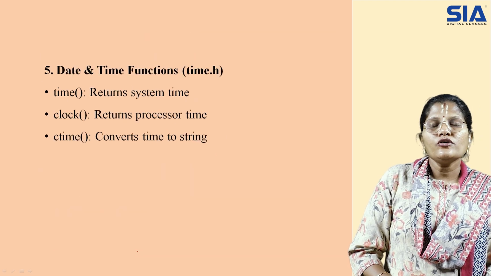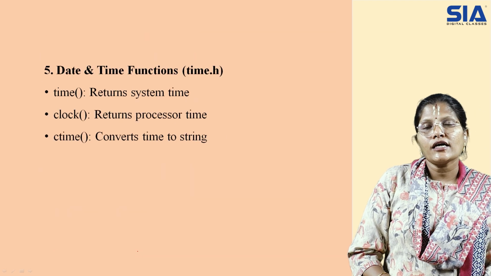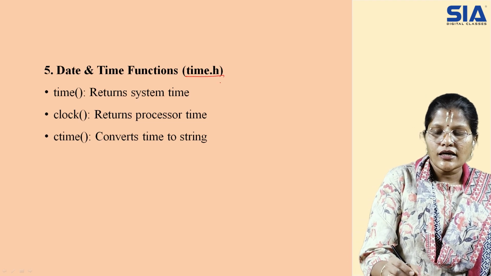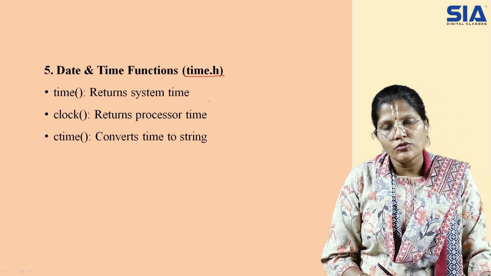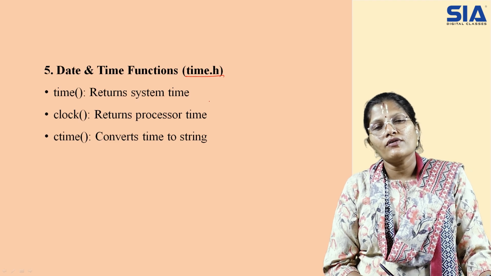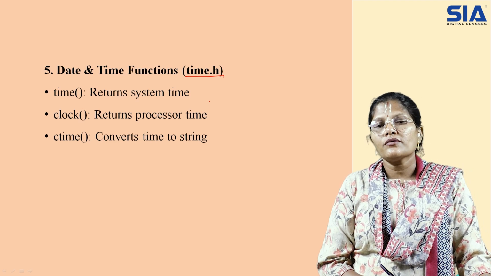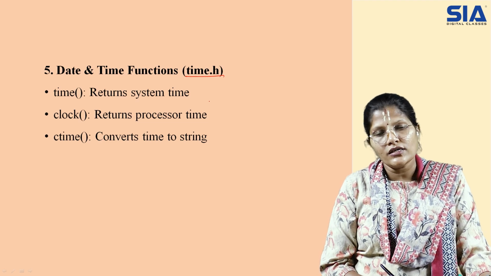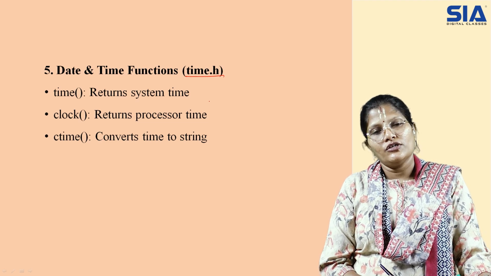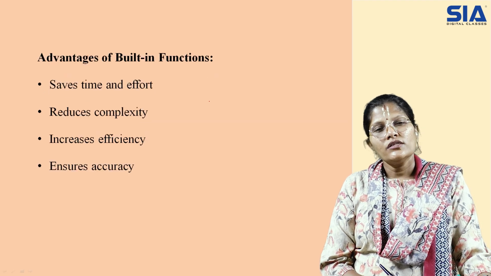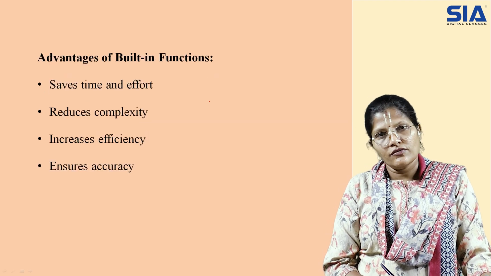Okay. Now when you want to include the time related functions within your program, compulsorily we need to include time.h as a header file. What is time.h? It is a header file which has certain functions which talk about the system time, the processor time, and converting the time to a string. So what are they? That is time, clock, and ctime. These are the built-in functions which are given to us.